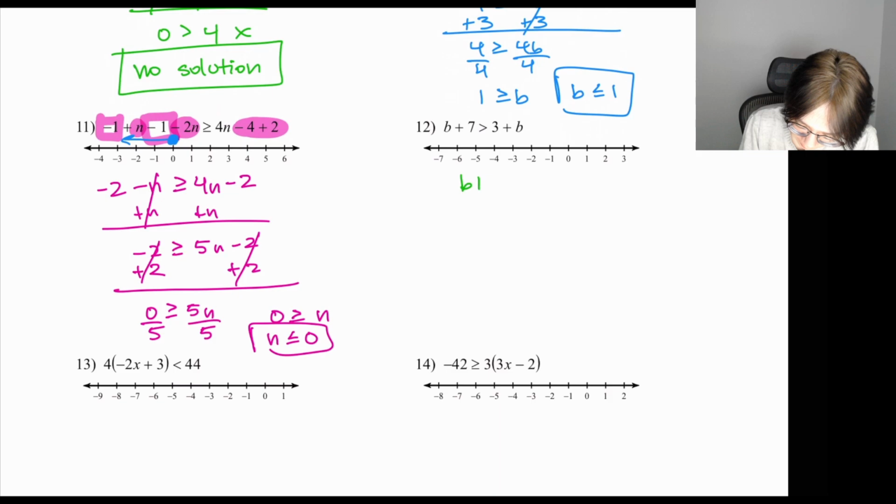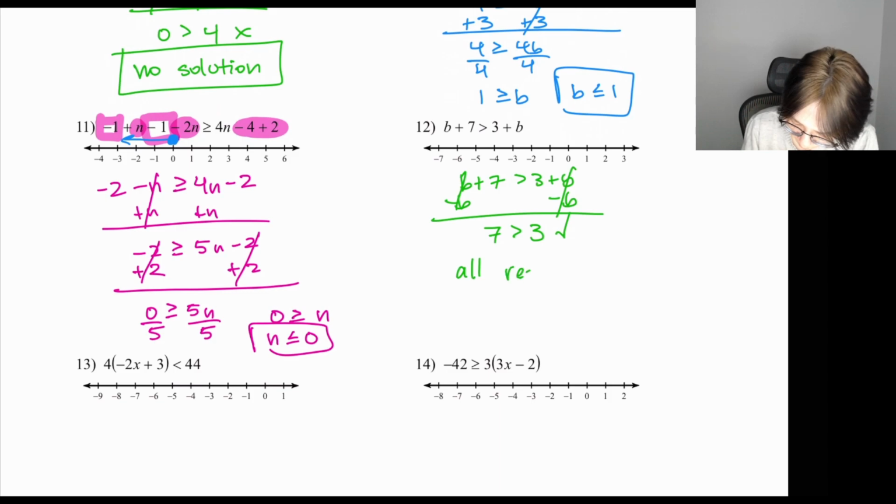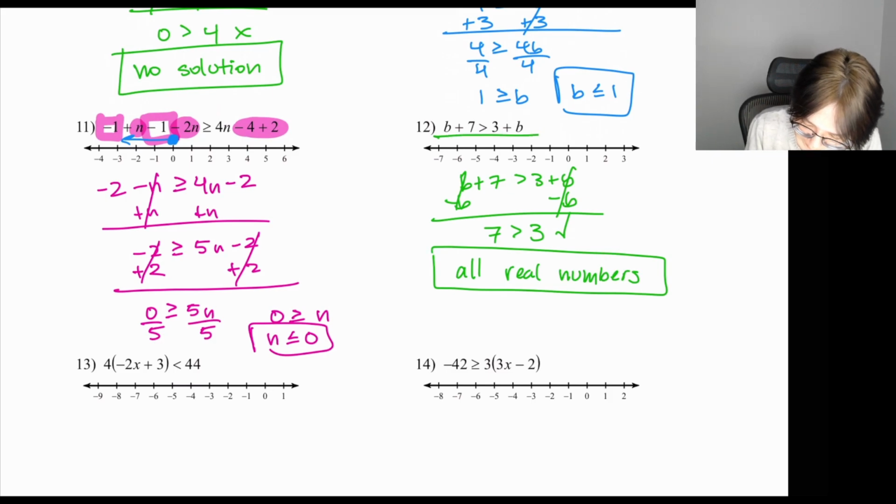b plus 7 is greater than 3 plus b. I'm going to end up subtracting b from both sides. Those cancel out. Is 7 greater than 3? Yes. So the solution is all real numbers. And the graph just looks like this.